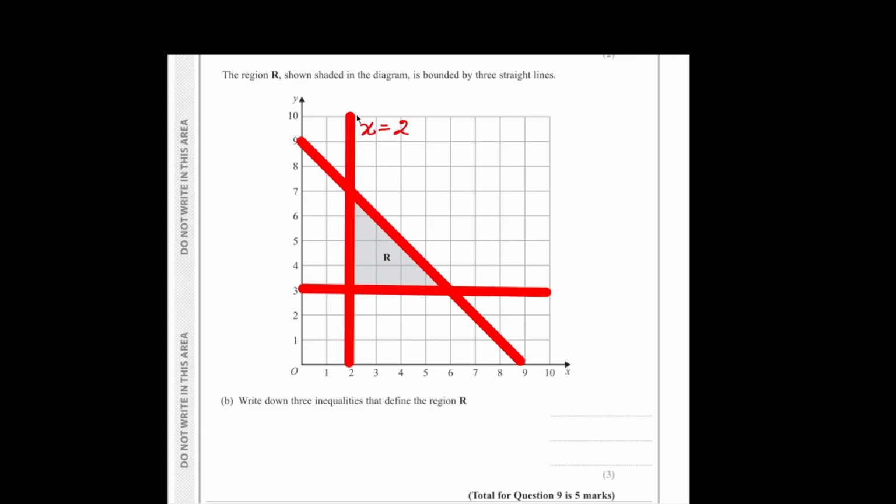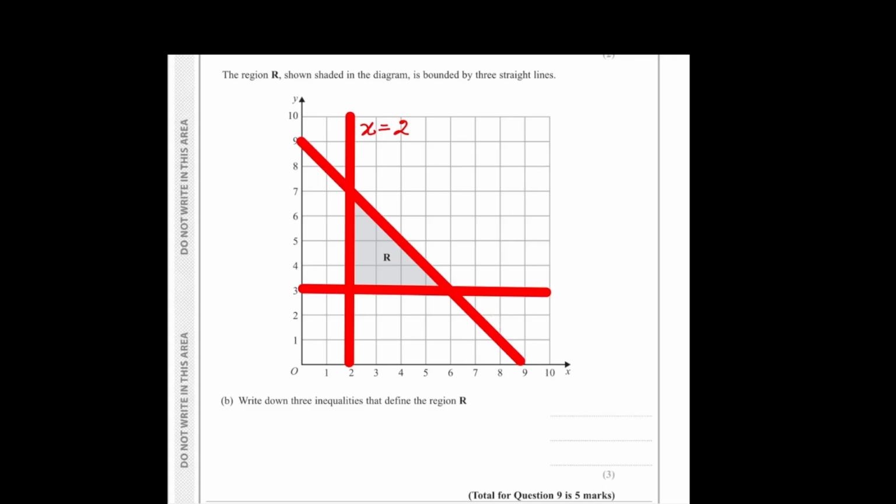The lines which are parallel to the y-axis are x equals something. The lines which are parallel to the x-axis are y equals something. And these slant lines are y equals mx plus c type. Is it clear? So the lines parallel to the y-axis are x equals just a number. The lines parallel to the x-axis are y equals just a number. And slant lines, these tilted lines, are y equals mx plus c type.